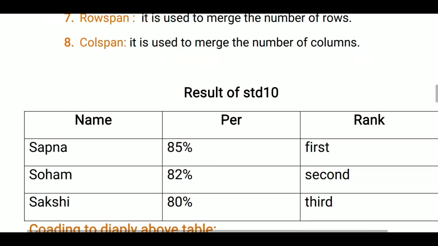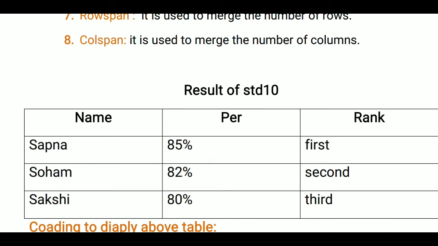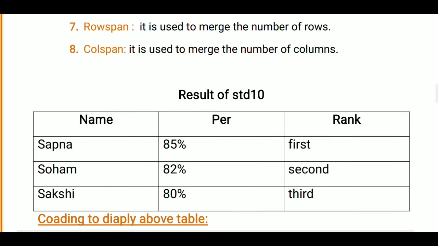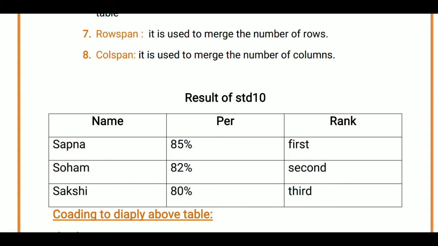Let's see an example of a table. Here you can see the result of standard 10 that is visible outside the table. We can write this with the help of the caption tag. Next, you can see the first row of the table, and the first row is divided into how many columns? Three columns, and the names of the columns are name, percentage and rank. Here you can see that name, percentage and rank are written at the center of the cell and with the bold effect.